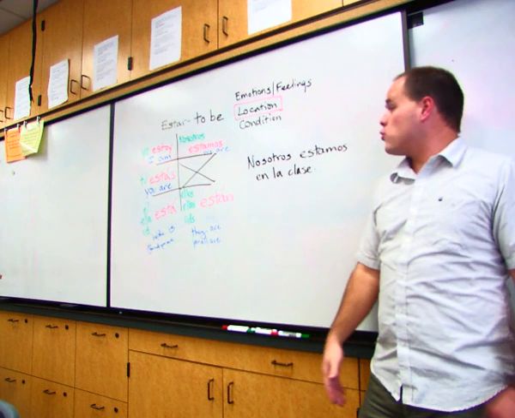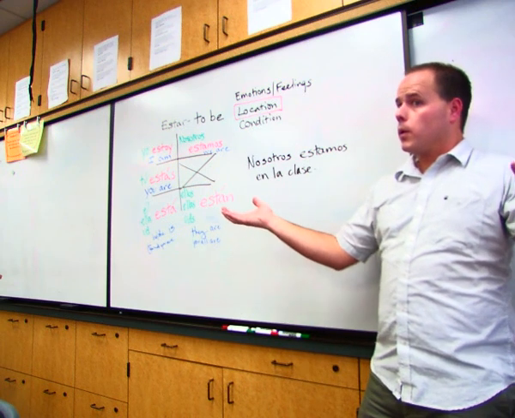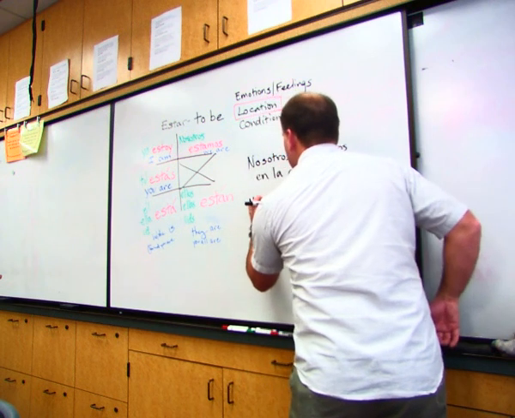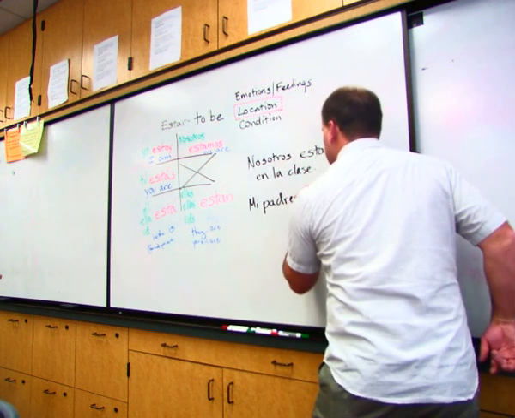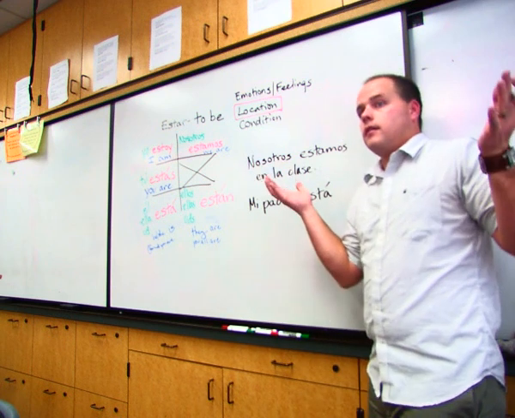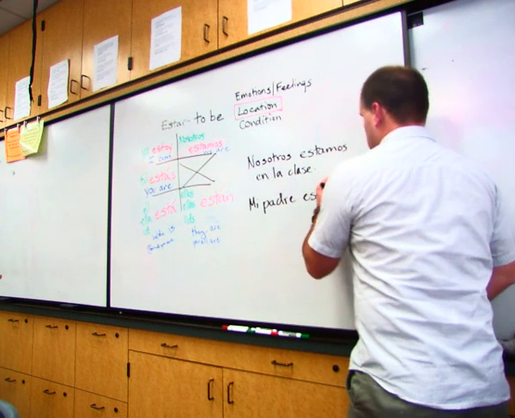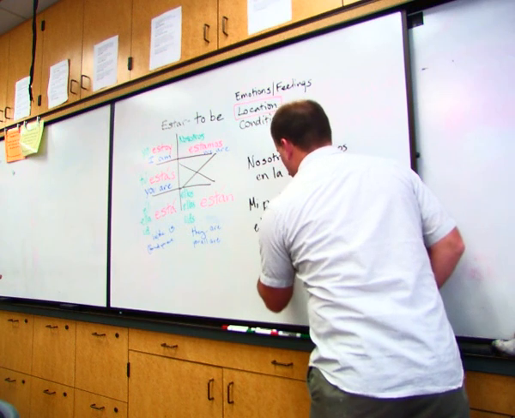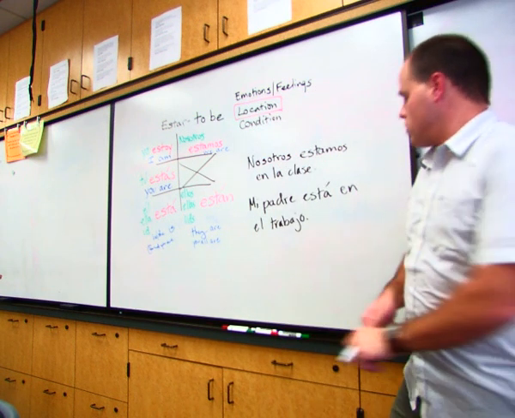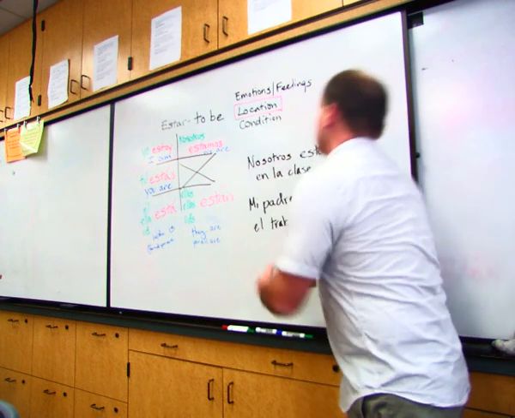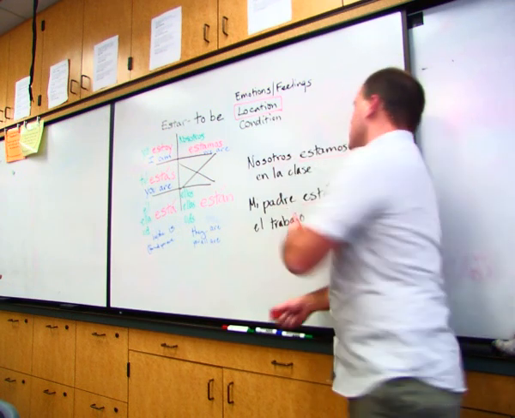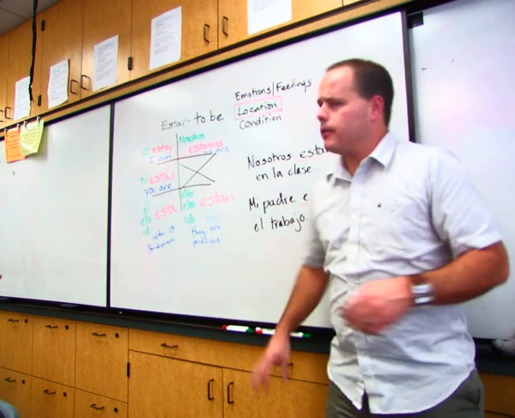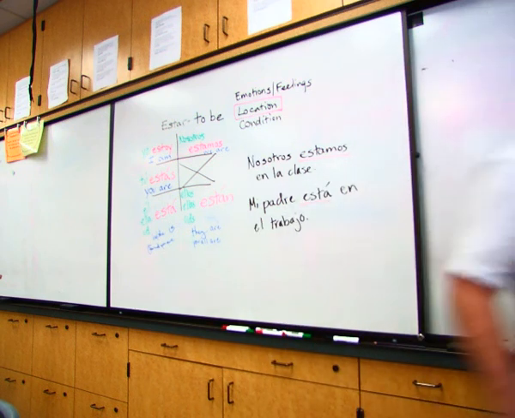¿Dónde está tu padre? Where's your father? You would say, mi padre está, ¿dónde? En el trabajo. What does that mean? He's at work. All right, so notice we're using this verb to say where someone is at. Does that make sense? I don't know if it does or not. Any questions about the verb estar?